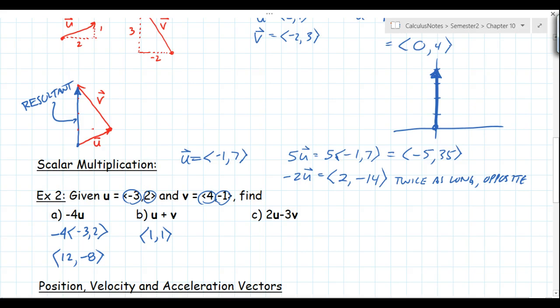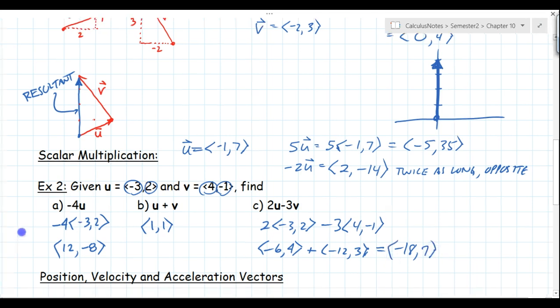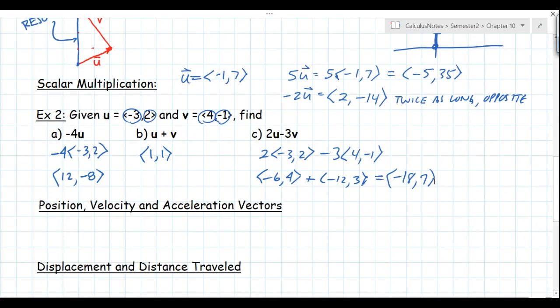And the vector 2u minus 3v, 2 times negative 3, 2, minus 3 times 4, negative 1. That's going to be negative 6, 4, plus negative 12, 3. So I changed it to vector addition by multiplying by negative 3, and so now it is negative 18, positive 7. Any questions?